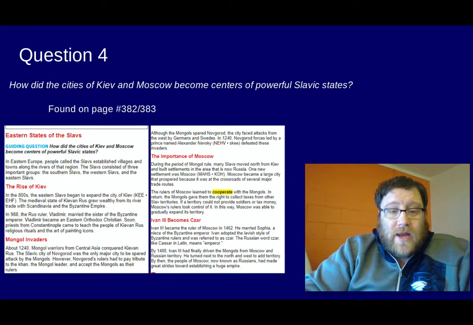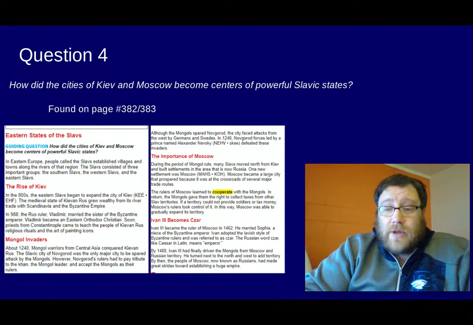So in 1480, Ivan was finally able to drive the Mongols from Moscow and out of the Russian territory. He next turned to the north and west to add territory. By then, the people of Moscow, now known as Russians, made great strides towards establishing a huge empire.